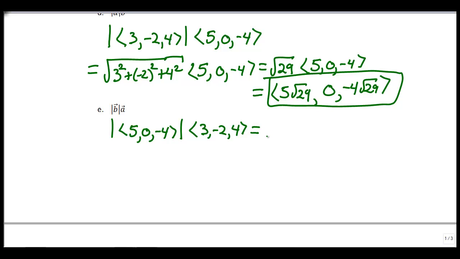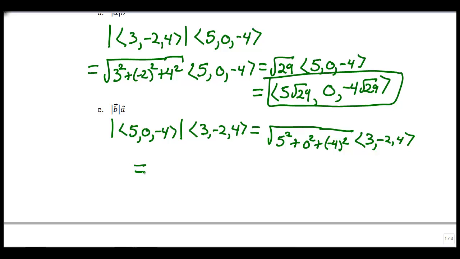And what we're going to get here, this time, so I'm writing the square root up here this time. So you get a square root of 5 squared plus 0 squared plus negative 4 squared, extend the square root a bit, times the vector 3, negative 2, 4. That works out to be, let's say we have 25 plus 16. That's square root of 41 times the vector 3, negative 2, 4.